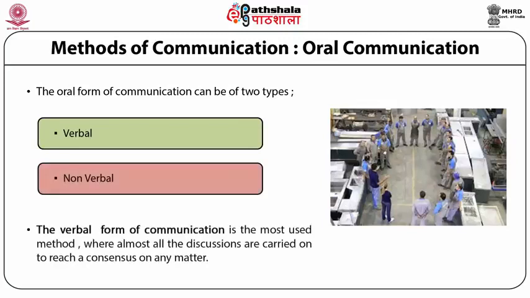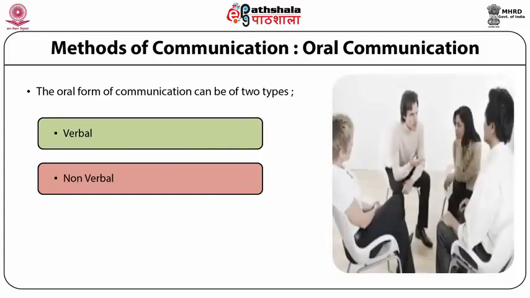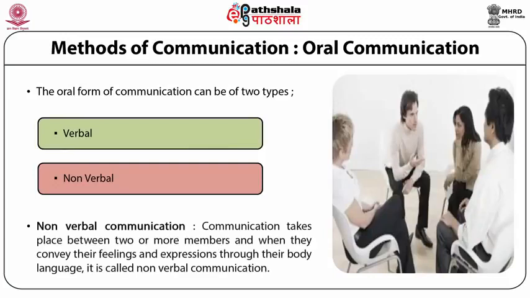Now, the verbal form of communication is the most used method where almost all the discussions are carried on to reach a consensus on any matter. On the other hand, the non-verbal communication takes place between two or more members, and when they convey their feelings and expressions through their body language, it is called non-verbal communication.